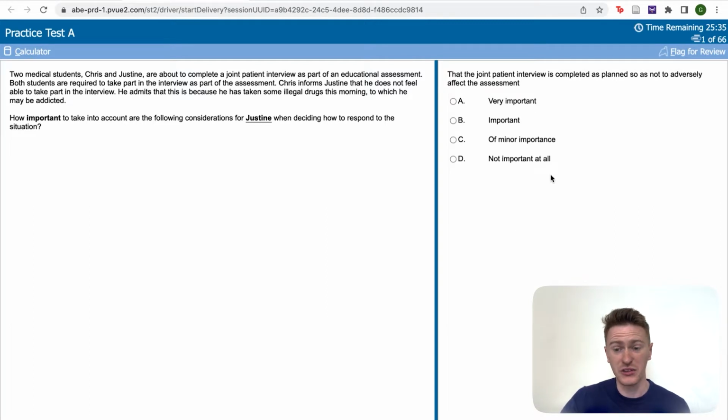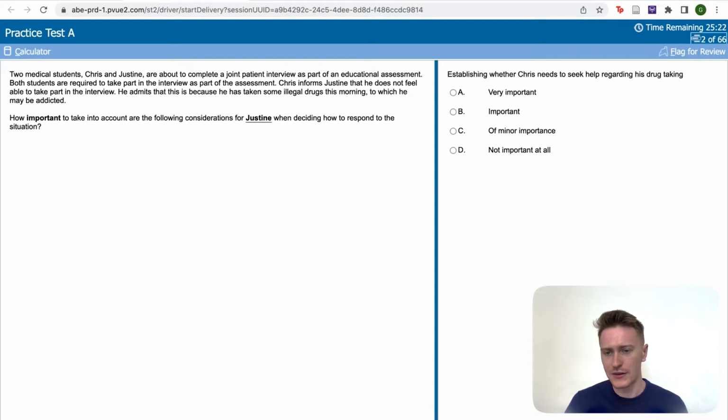Well, not important at all. You can't have someone high on drugs talking to patients. So that's not important at all. Regardless of the plan, it now needs to change. Establishing whether Chris needs to seek help. Well, clearly that's very important. Justine has to decide whether he needs to seek help, how serious his drug addiction is, in order to justify a lot of what she does next. So that is very important.